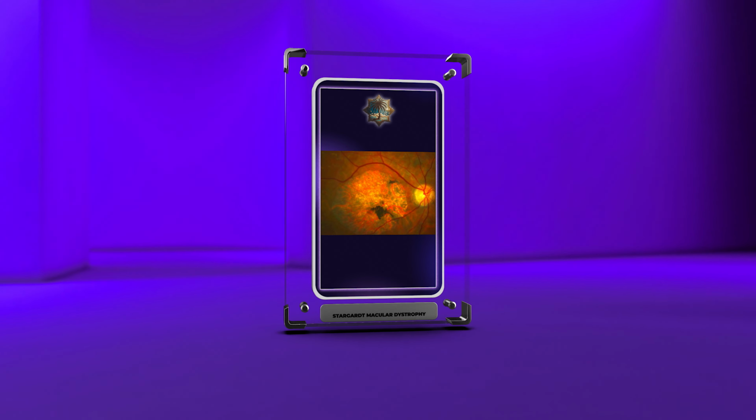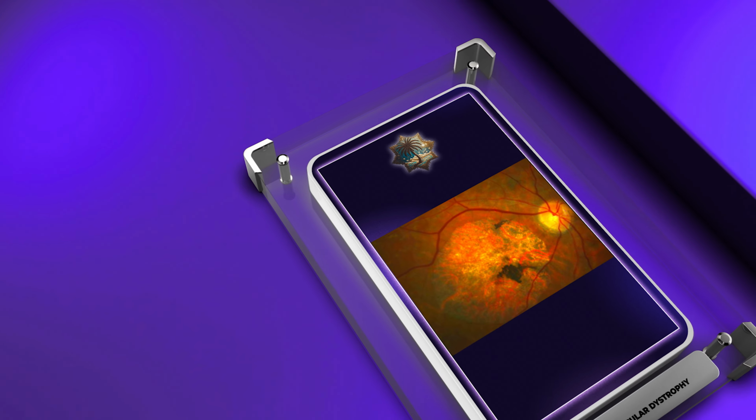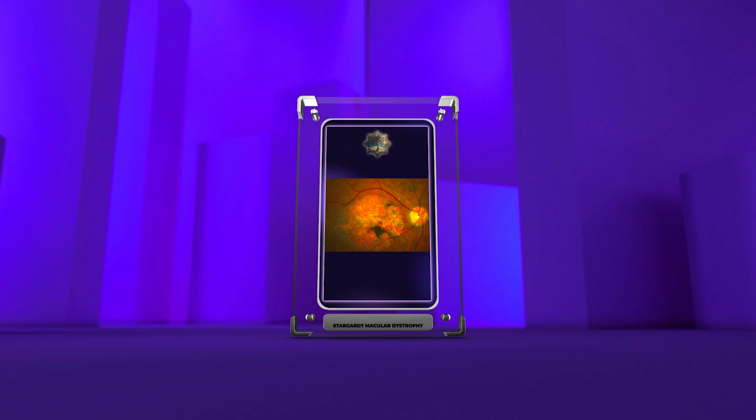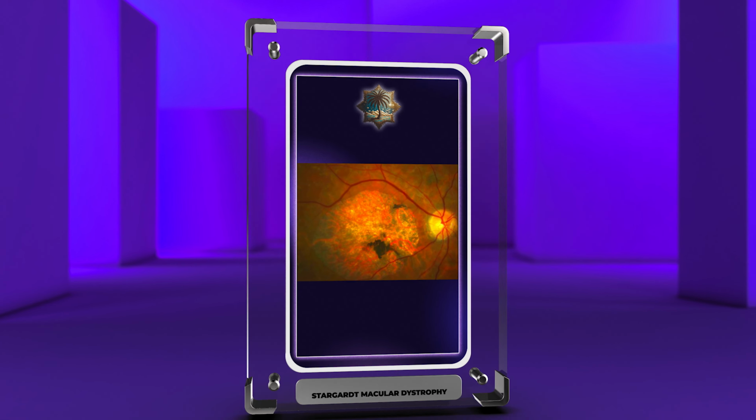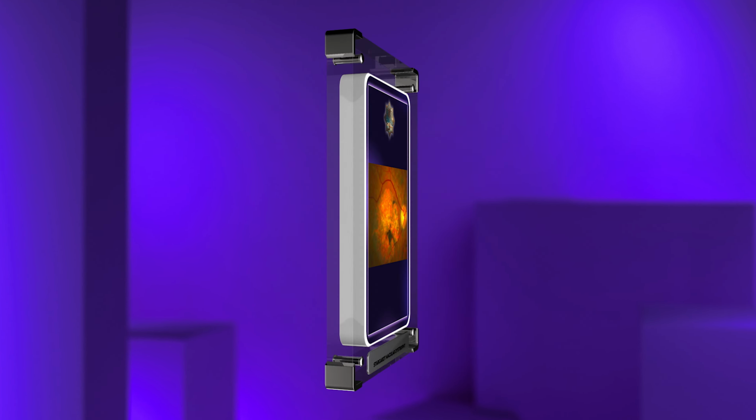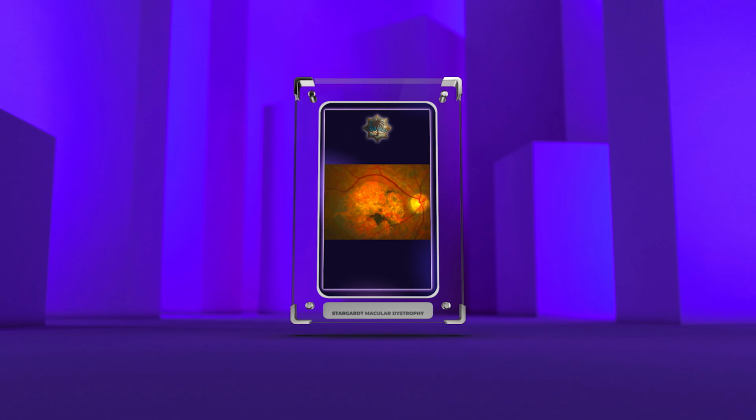Welcome to today's lecture on Stargardt Macular Dystrophy, a rare inherited retinal disorder that primarily affects young individuals. In this lecture, we will explore the molecular mechanisms, imaging techniques, potential therapies, and impact on patients' lives associated with this complex disorder. Let's begin.